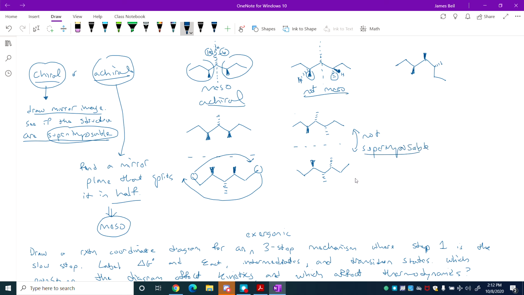And if you don't believe me, I encourage you to make a model. And if you do that and still don't believe me, I encourage you to bring your models to lab so I can help point that out to you. So if it's not superimposable on its mirror image, this is a chiral molecule, and its mirror image is its enantiomer. These two are enantiomers of one another.